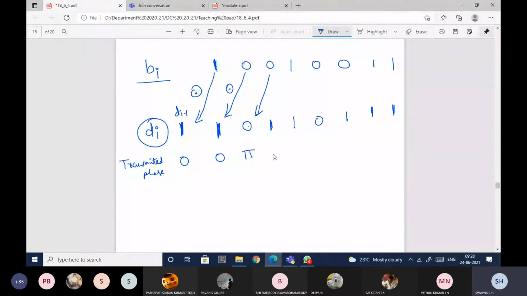Again 1, no phase shift, 1, no phase shift, 0, there is a phase shift, phi, 1, no phase shift, 1, no phase shift, 1, no phase shift. This is how the phase is transmitted in the DPSK signal, how the phase will be transmitted in the DPSK transmitter.